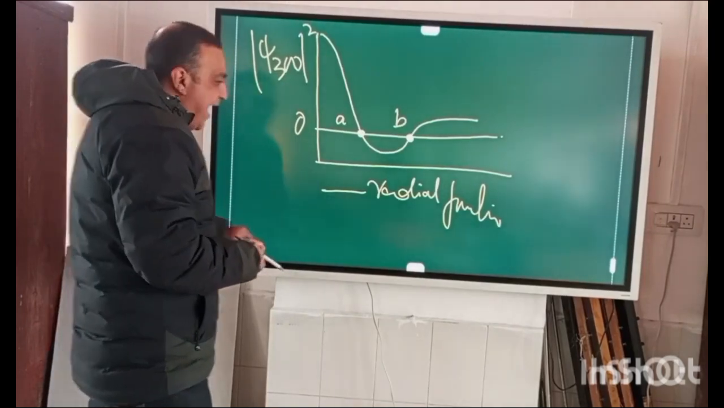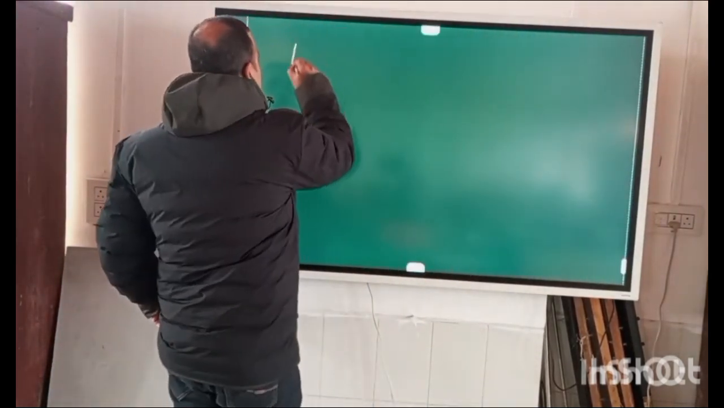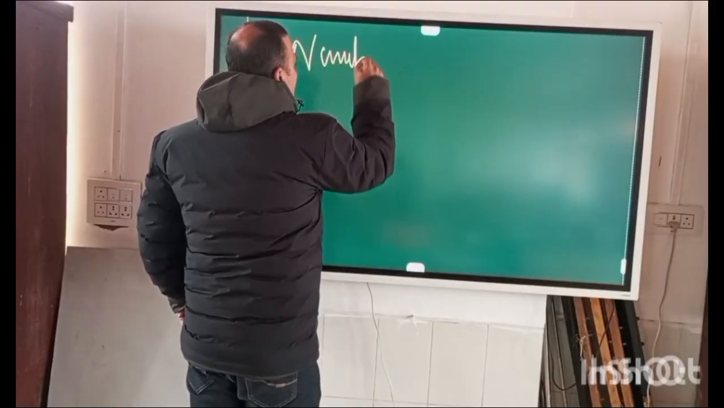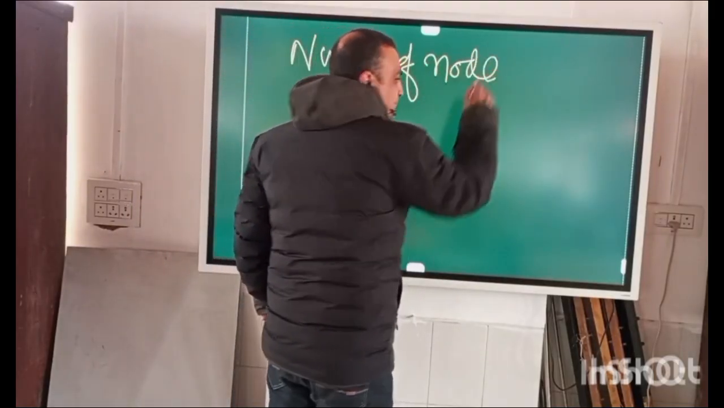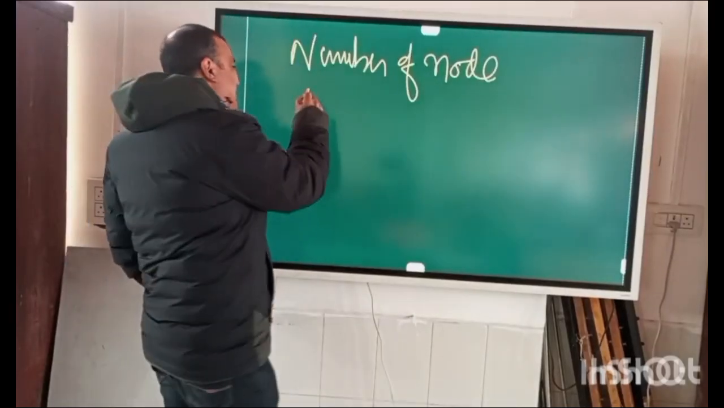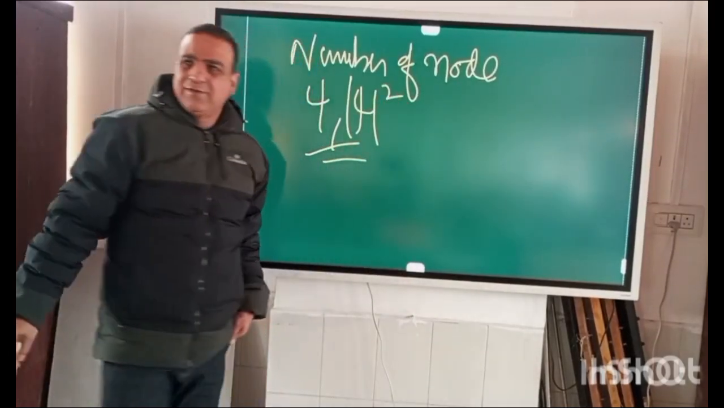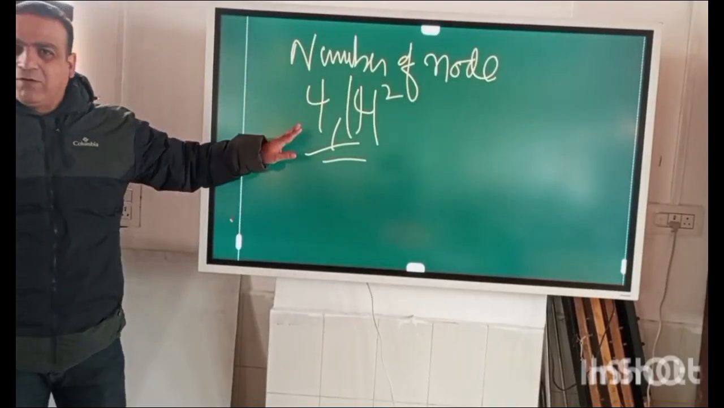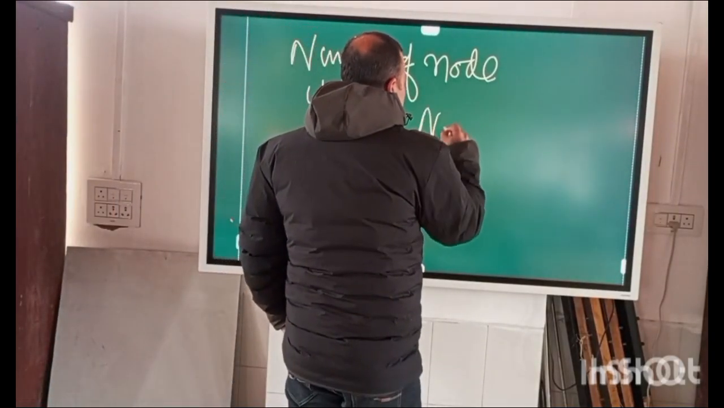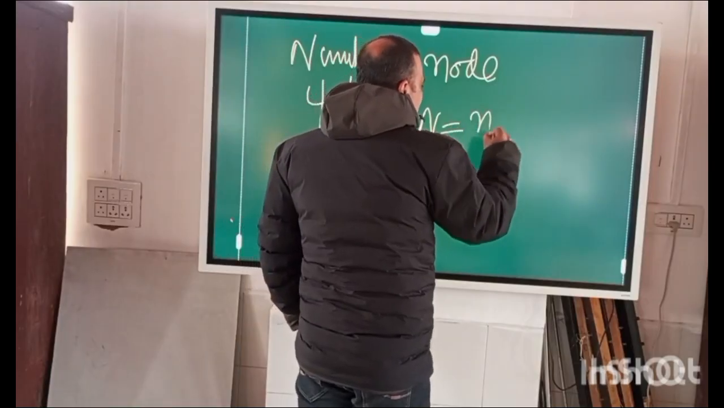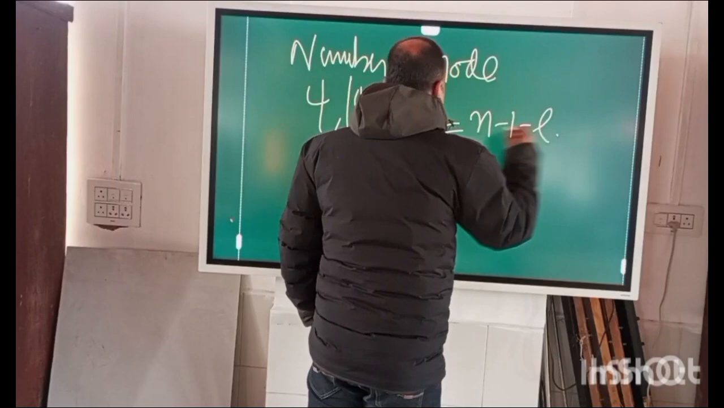And if I have to summarize this part, say for example, number of nodes. What is a node now? A node is a point where psi is 0, while psi star is 0. Both the things are 0, right? And we can calculate the number of these nodes as n minus 1 minus l.